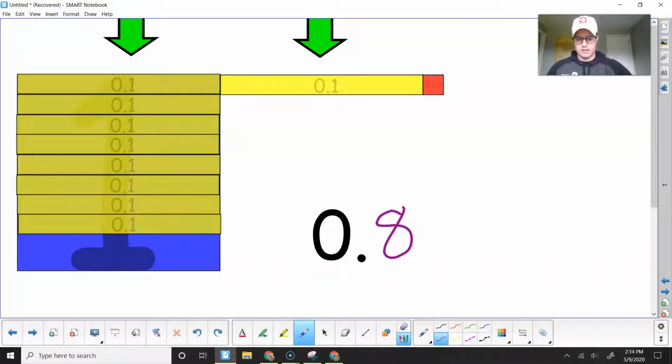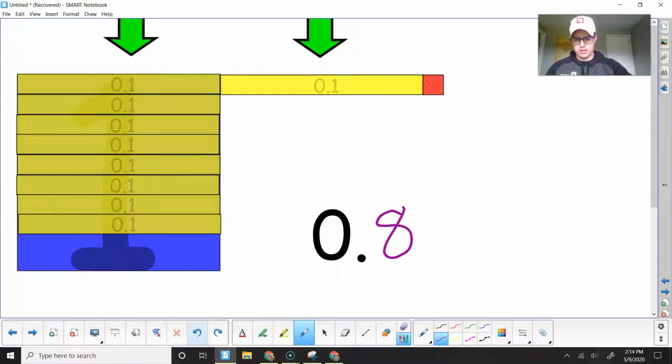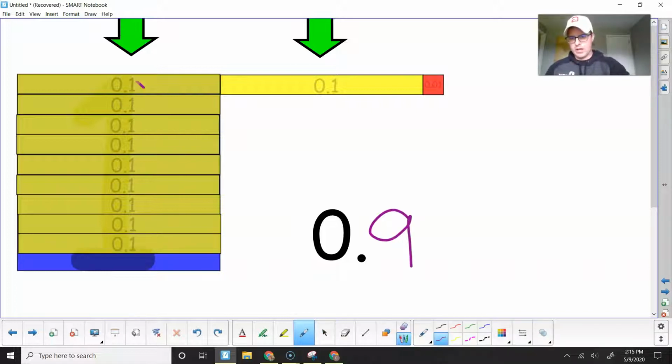0.8. Let's pause. What fraction is 0.8? Good, it's 8/10. We're getting close to a whole. We're not quite there yet. What if we added another one? Oh man, we are getting very close. 0.9 is 9/10. We are 1/10 away.